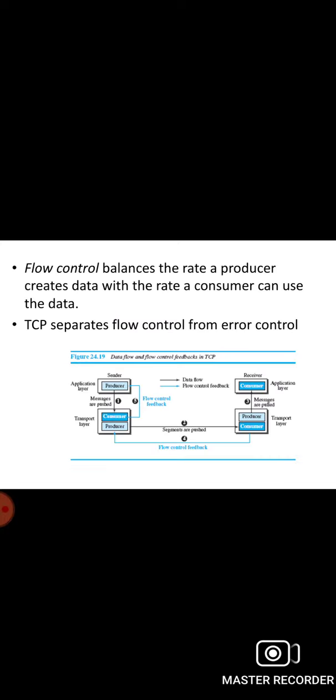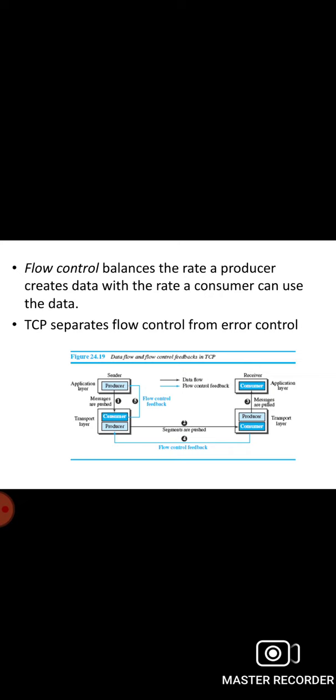TCP uses a sliding window to handle flow control. As you can see in this diagram, the sliding window protocol used by TCP, however, is something between the Go-Back-N and the Selective Repeat sliding window. The sliding window protocol in TCP looks like the Go-Back-N protocol because it doesn't use NAK, that is negative acknowledgement, and it looks like Selective Repeat because the receiver holds the out-of-order segments until the missing ones arrive.